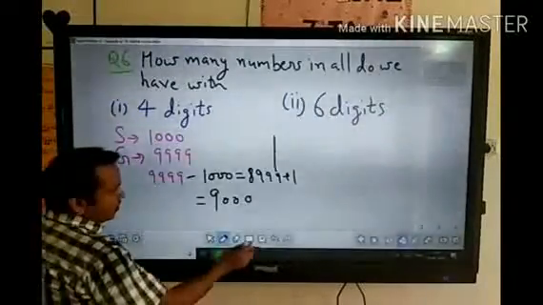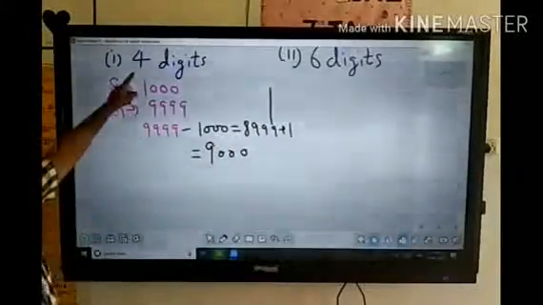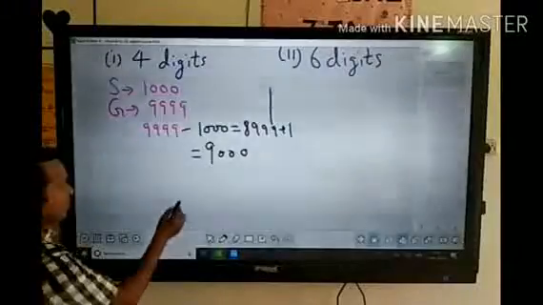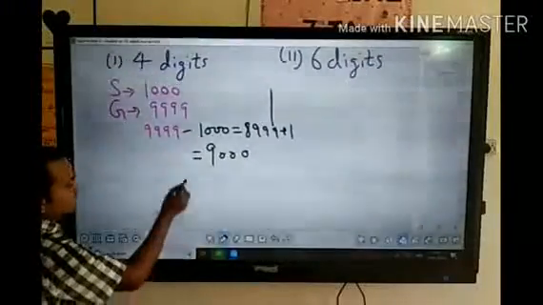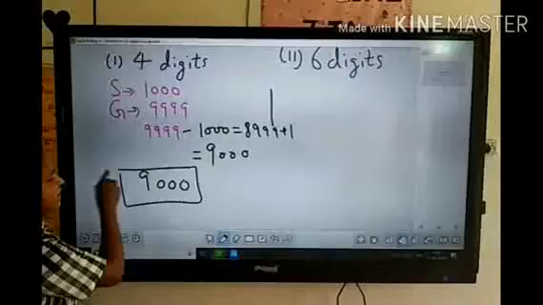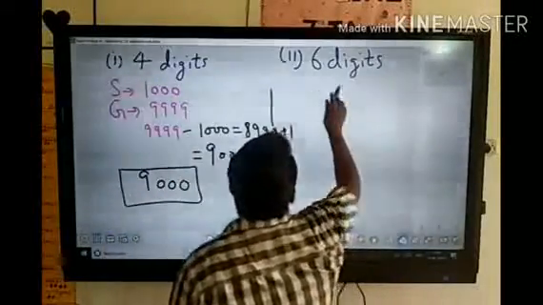There is a shortcut for this type of question. You can do it very easily. Here he is asking how many 4-digit numbers are there. So if you write 3 zeros and write 9, then it will be your direct answer. Similarly, I am not going to the explanation of this one.